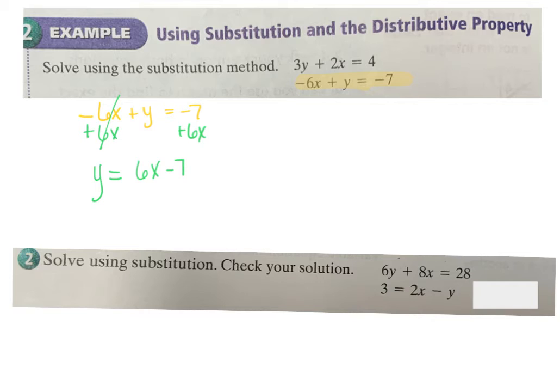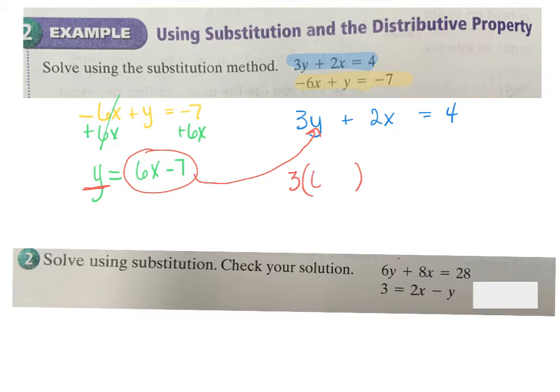Now what I'm going to do is take the other equation that I have not touched, and I am now going to use that one. 3y plus 2x equals 4. And I am going to take this 6x minus 7 and replace it for my y, okay? Because I said that's what y equals, all right? And so I'm going to write that equation, and instead of y, I am going to write 6x minus 7. 3y plus the 2x equals the 4.